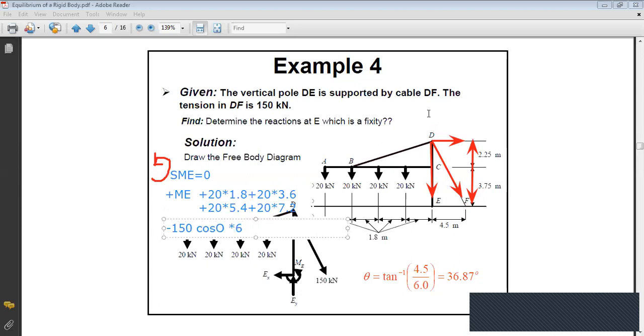Now, what is the other method to find this moment? The other method, if I don't want to decompose the force into two parts, I can find the distance from E to the line of action of the force, this distance. So I do the perpendicular and I multiply the perpendicular by the force. Now, how to find the perpendicular distance? You have that this angle here is theta, okay? And you have that the distance DE is known to be 6. So if I do the projection, what will be this distance?